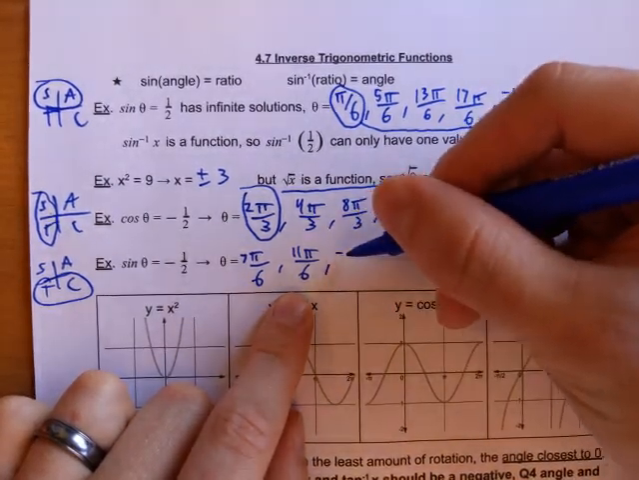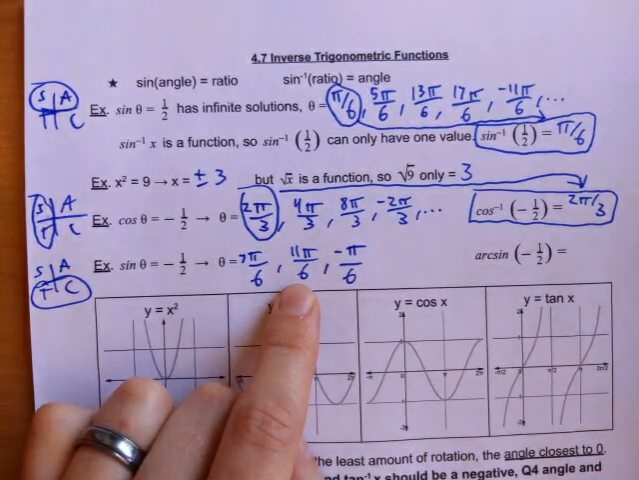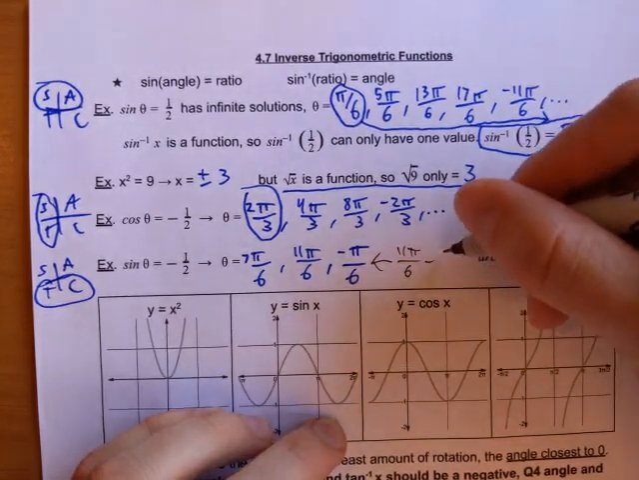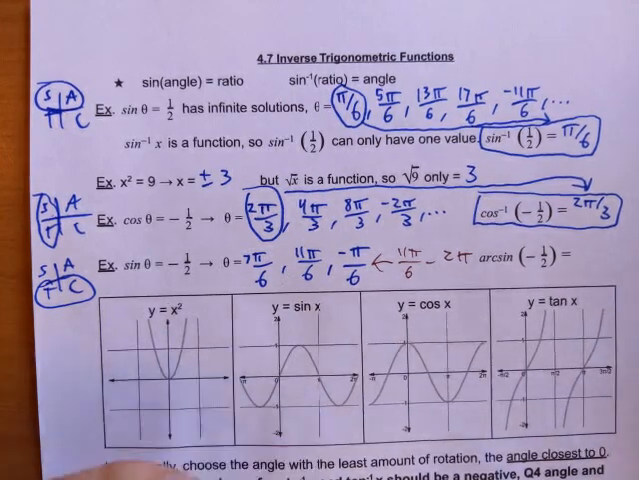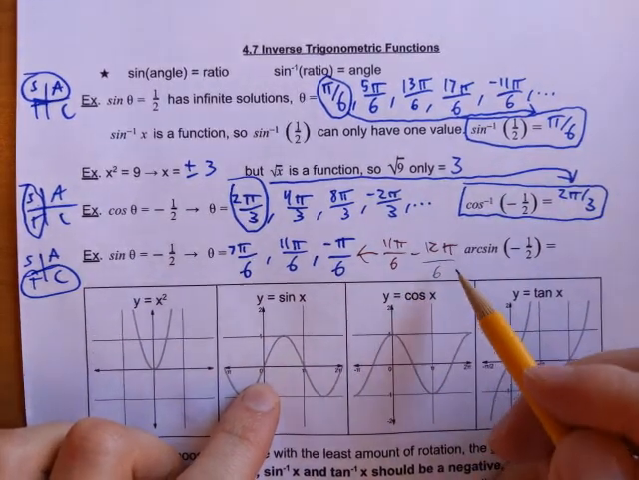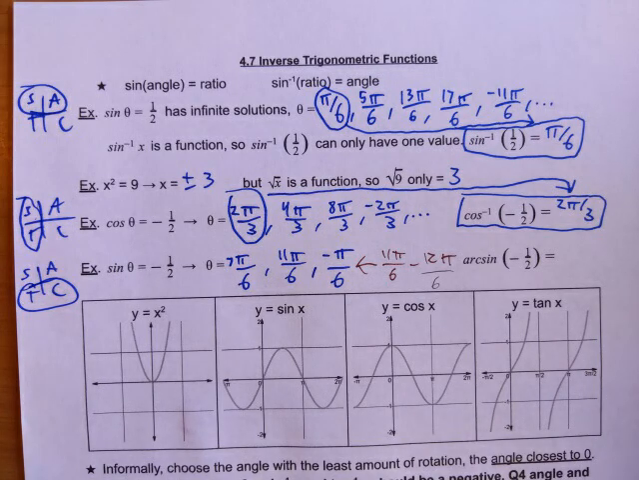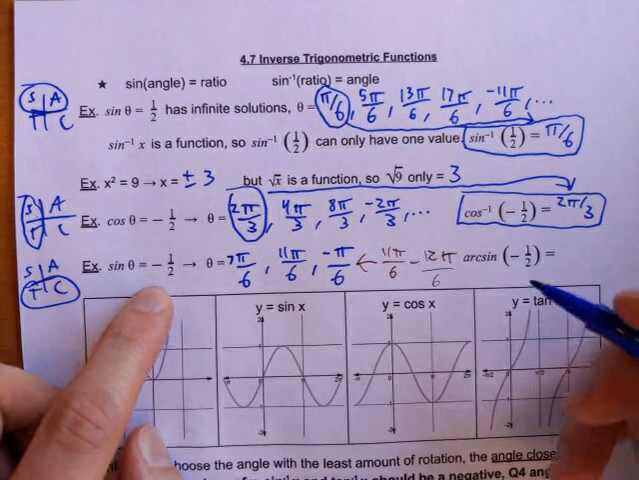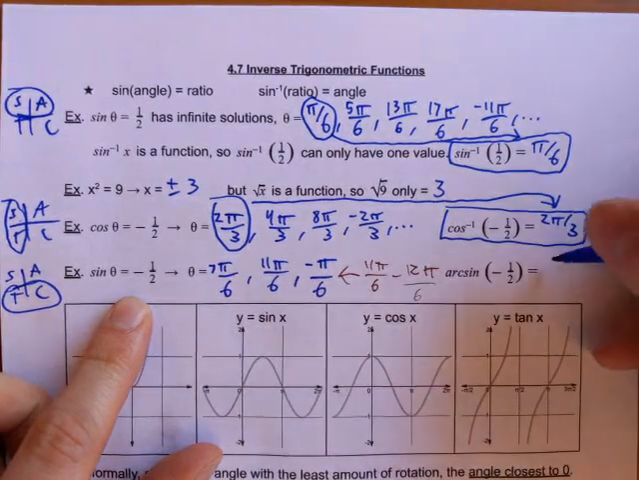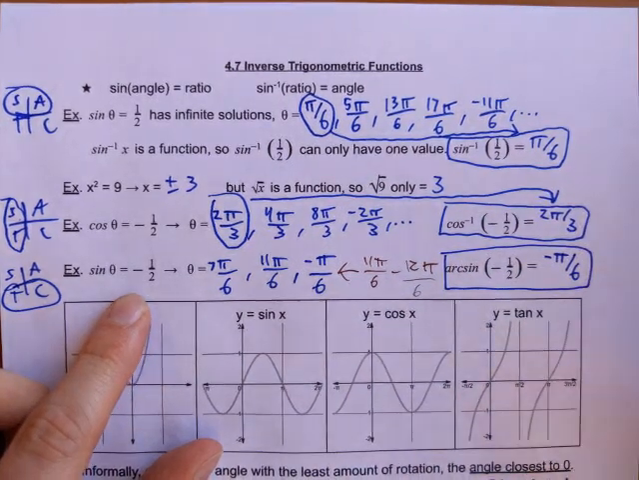We can actually use negative pi over 6. If you subtract 2 pi from 11 pi over 6, you get negative pi over 6. Again, 2 pi is 12 pi over 6. And so if we take 11 pi over 6 minus 12 pi over 6, that'll give us negative pi over 6. So negative pi over 6 is a coterminal angle. Another angle in the same spot. It also has a sine of negative a half. And this angle has less rotation involved. It's an angle closer to 0. And so this is the one that we would actually use for arc sine, negative pi over 6.